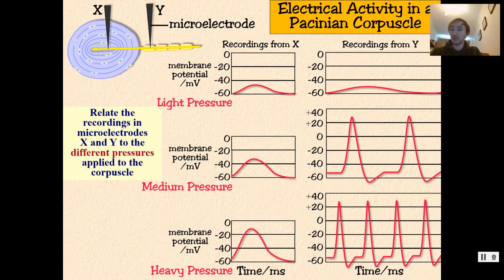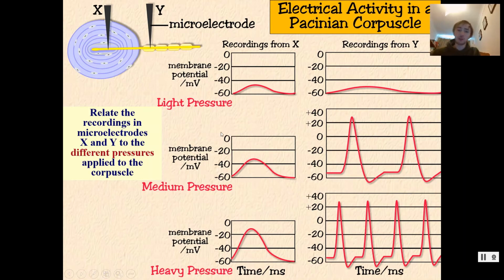Medium pressure, by which I'm talking about something you can feel, but it's not very strong. Well, now you can see, again, we've gone slightly up, even a little bit further by the generator potential, just over minus 40. And so we've gone over the old threshold. And so you can see an action potential. In fact, 2.